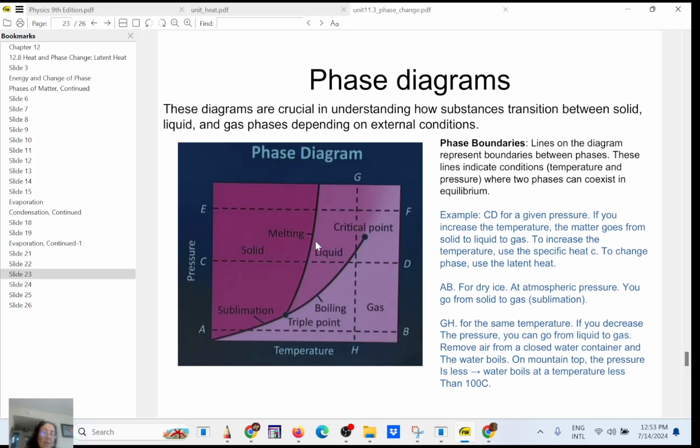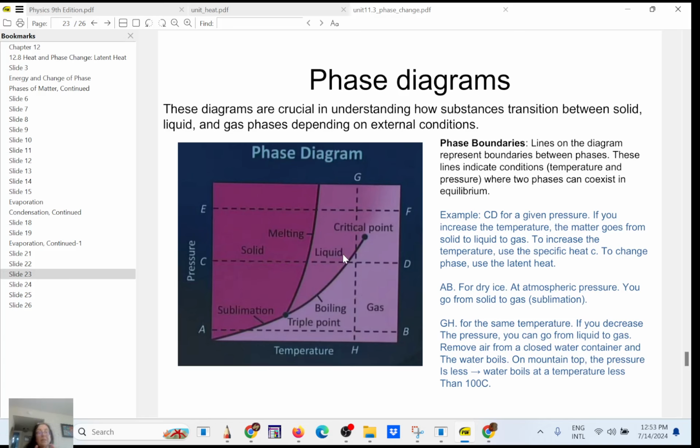So these are very important, because it will be different for every substance. Here, if you go from G to H, that will be a given temperature, so we keep the temperature constant. You see that here you have a liquid state, but then if you decrease the pressure, you keep the temperature the same, but the pressure is decreased, you're going to go into a gaseous state.